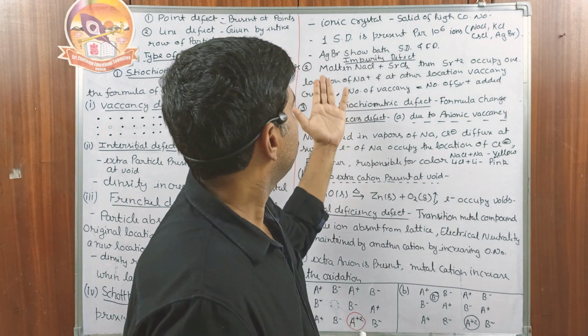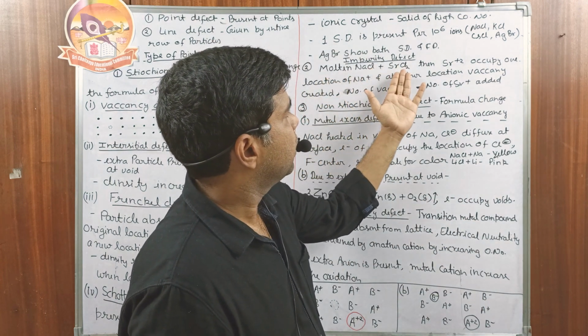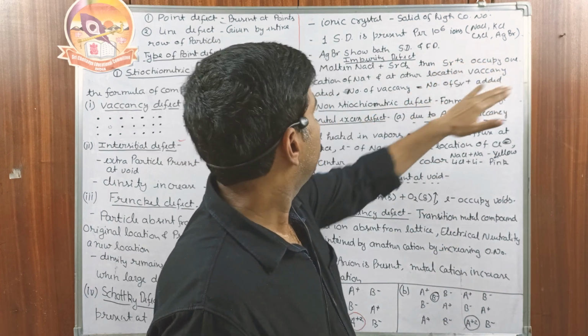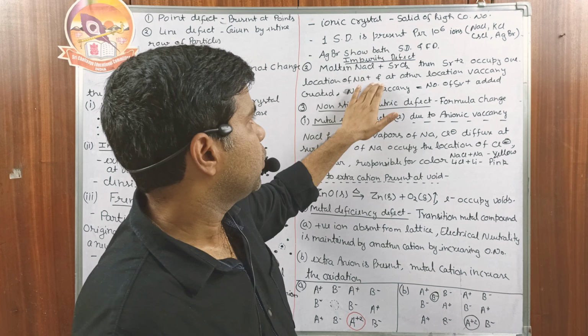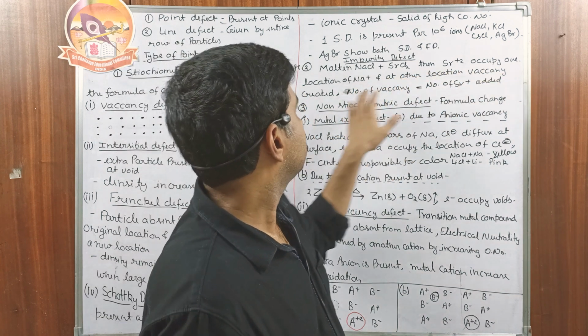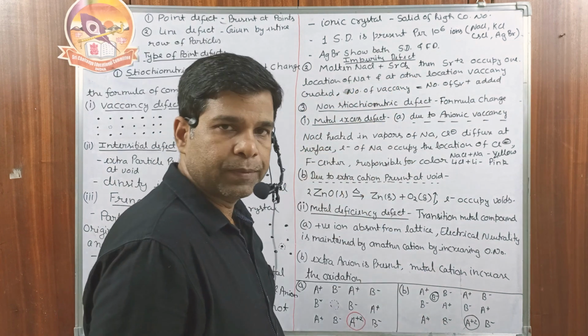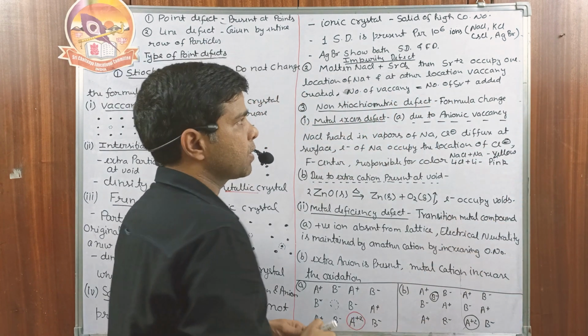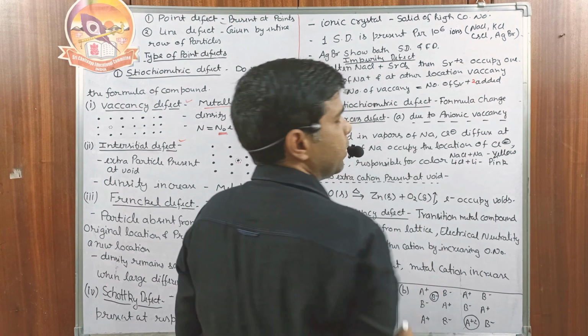Okay, so what we have: when molten NaCl is heated with SrCl2 and then cooled, Sr+2 occupies one location of the Na+, and at the other location a vacancy is created. The number of vacancies is always equal to the number of Sr+2 added.